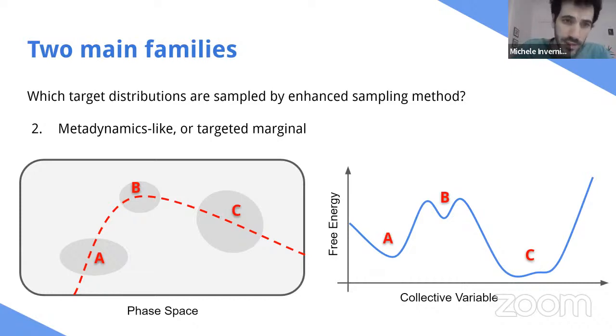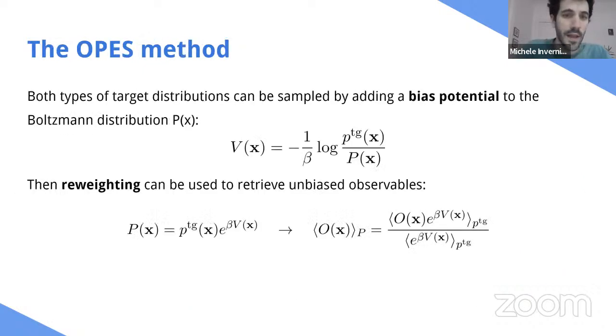And then in this metadynamics-like target distribution, what you do is basically you are asking for a specific target marginal distribution along this collective variable. For instance, you want the free energy of your target distribution to be flat along this collective variable, so you avoid the barriers between the states. So these two ways of defining a target distribution are the two main ways that enhanced sampling uses to define this target distribution.